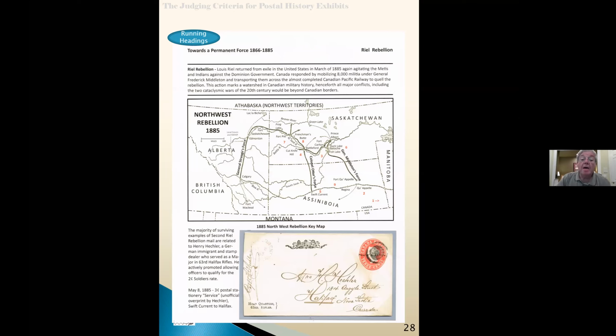Here we have another ordinary page. The running heading is Towards a Permanent Force, 1866 to 1885. The page heading is Riel Rebellion. The background information paragraph is again not a section introduction, but is background information on the Riel Rebellion. And the map again is not detailed. It mainly shows the routes that are important about this Riel Rebellion. And it's a good ordinary page, the type of page you see a lot in an exhibit.